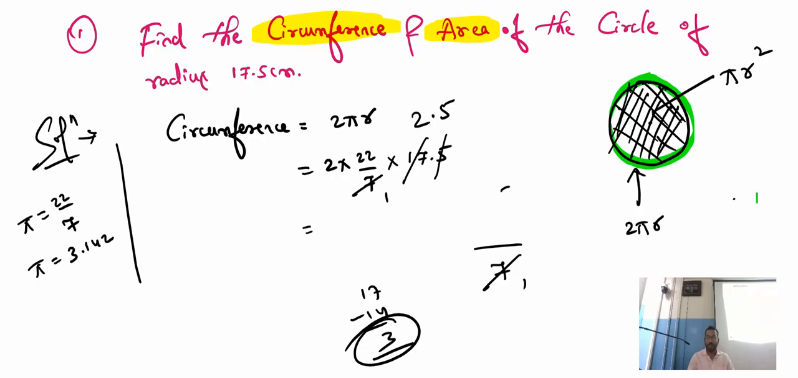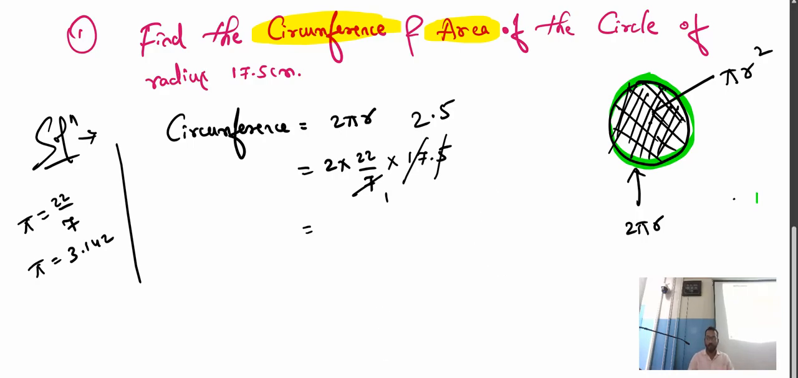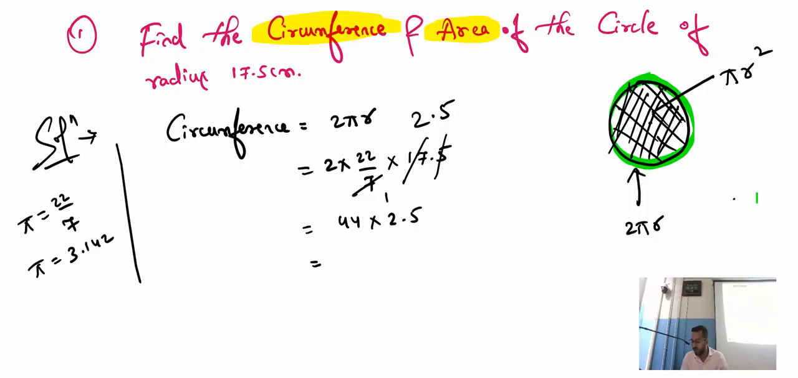Now we have to multiply 2 into 22 into 2.5. So 2 into 22 is 44, into 2.5. So what is the value of 44 into 2.5? You will be getting the answer as 110.